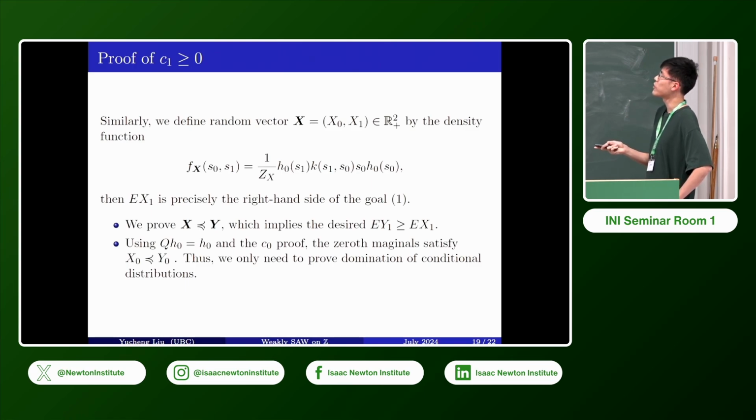So this zeroth component is actually very easy, and we only need to prove domination of the conditional distributions.